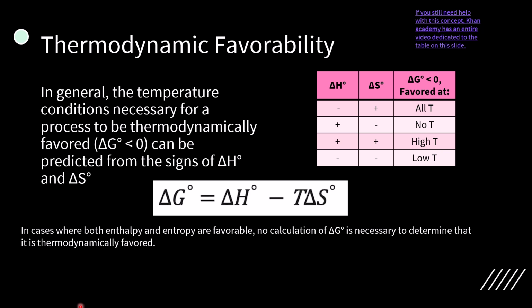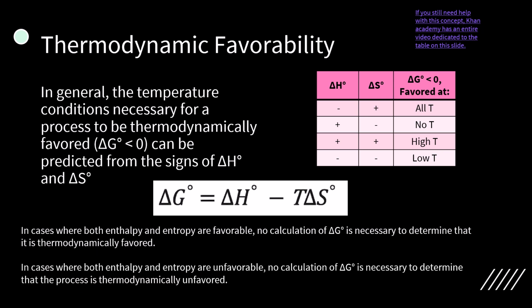So let's go ahead and write that out with what I just said. In cases where both enthalpy and entropy are favorable, no calculation of delta G is going to be necessary to determine that it is thermodynamically favored. They might try to get you to waste time doing the calculations. If you can just think it through, you should know that this is going to be thermodynamically favored.